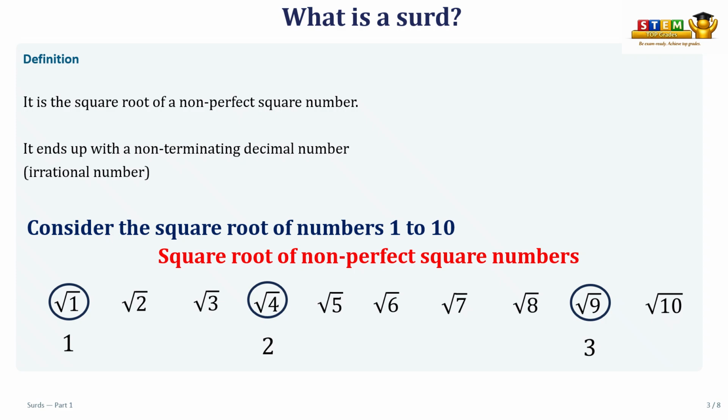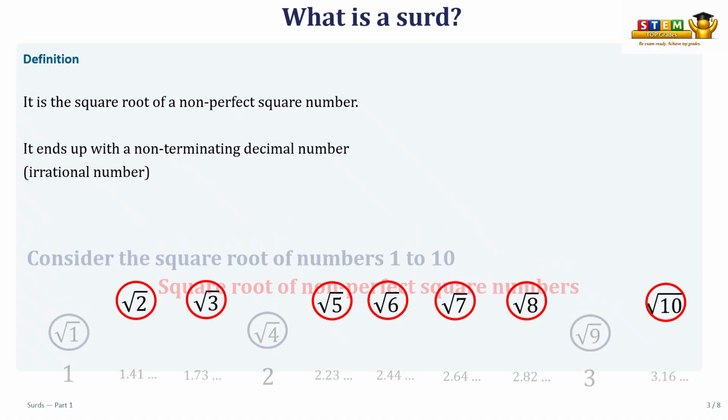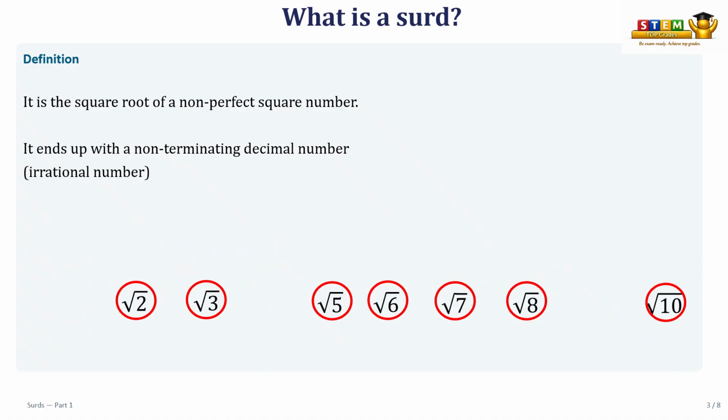Next, let's look at the square root of non-perfect square numbers. As you can see, they give us decimal numbers, and they are non-terminating decimal numbers. So those square roots that give us non-terminating decimal numbers are known as surds. Root 2, root 3, root 5, root 6, root 7, root 8, and root 10 in our list of 10 numbers.